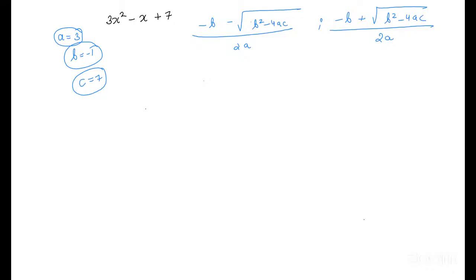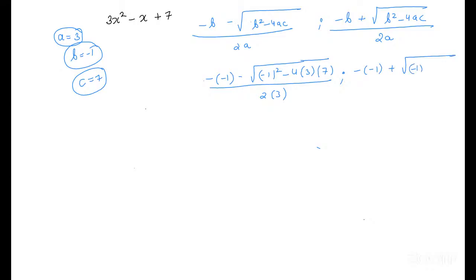Now in this equation, we have to find the zeros. So I'm putting in the values. It becomes minus of minus 1 minus root of B square, which is minus 1 square, minus 4 into 3 into 7, upon 2 into 3. And the second will be the same, just the minus becomes plus. Are you getting this, guys? What I'm doing on the board? Any problem? No problem? Okay. So now if I solve this, it will be like this. 1 minus 4, 4 28 and 84.